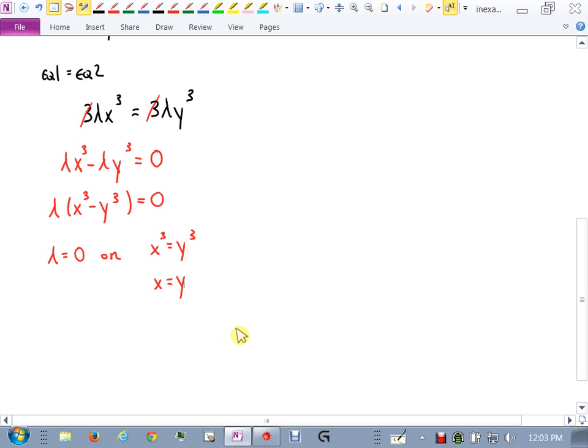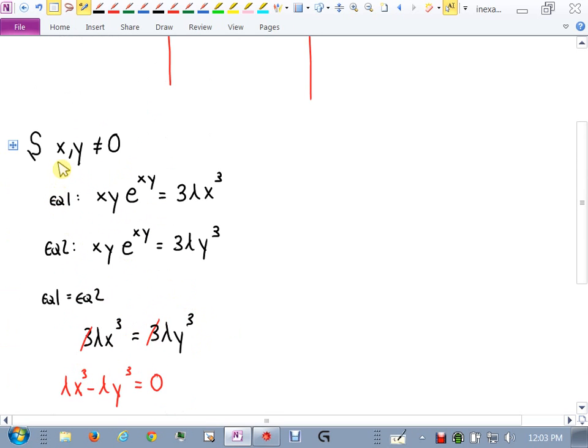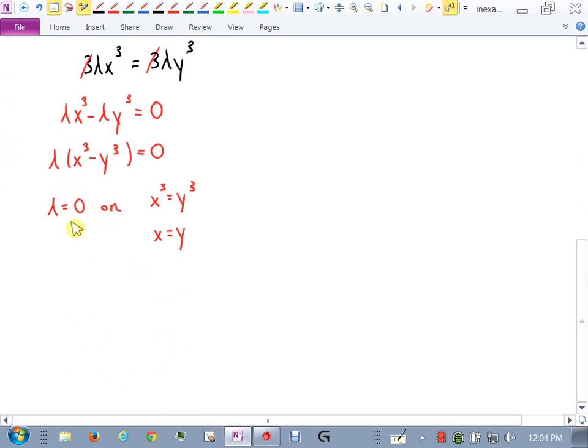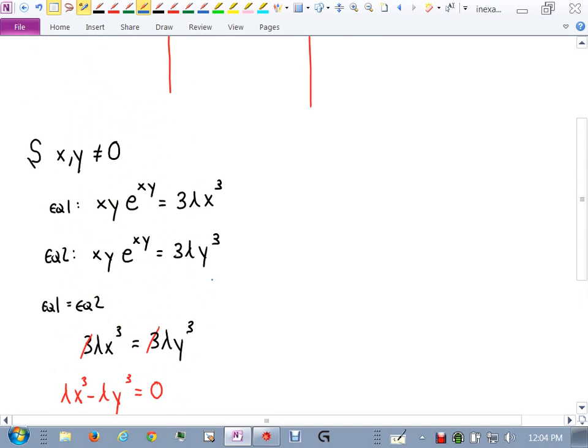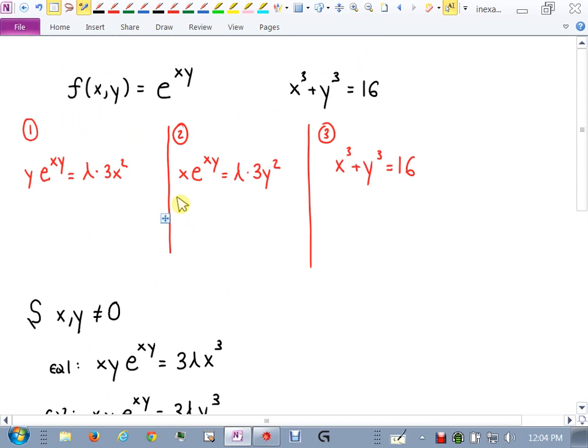So let's back it up. What happened here? I supposed that x and y were both not 0. From that, I'm able to conclude that lambda must be 0 or x must be y. So let's take a look at each of those scenarios. Suppose lambda is 0. That's my first thing I'm going to look at. What if lambda was 0?